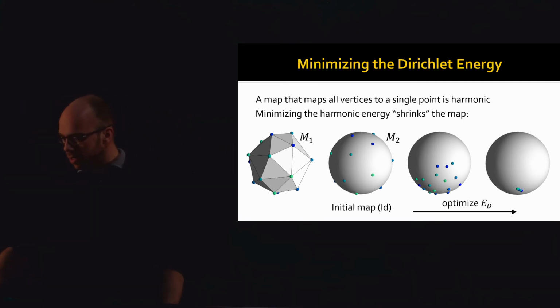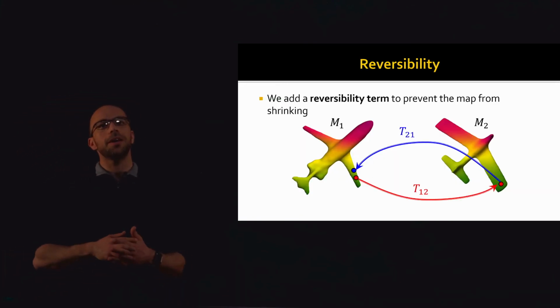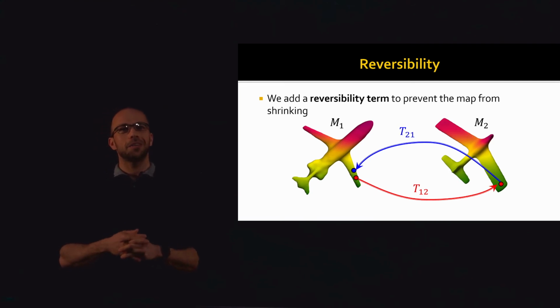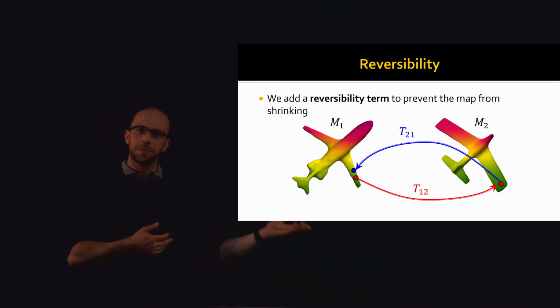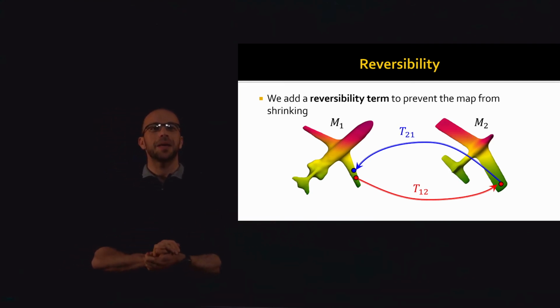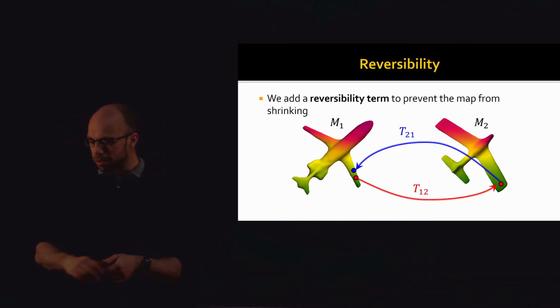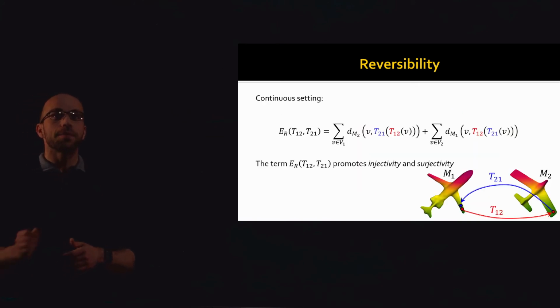Okay, so let's talk about how we accomplish fixing some of these problems that I've mentioned. In particular, what we're going to do is add what we call a reversibility term, which is basically going to be the Dirichlet energy of the mapping going in the other direction. And that's going to prevent our map from collapsing, similar to what we saw in that previous slide.